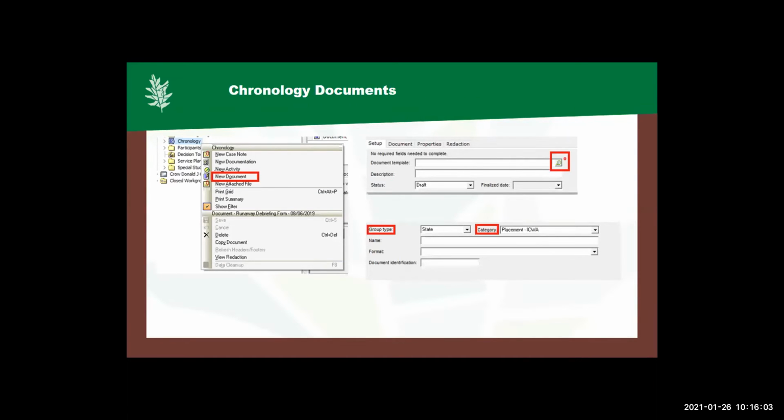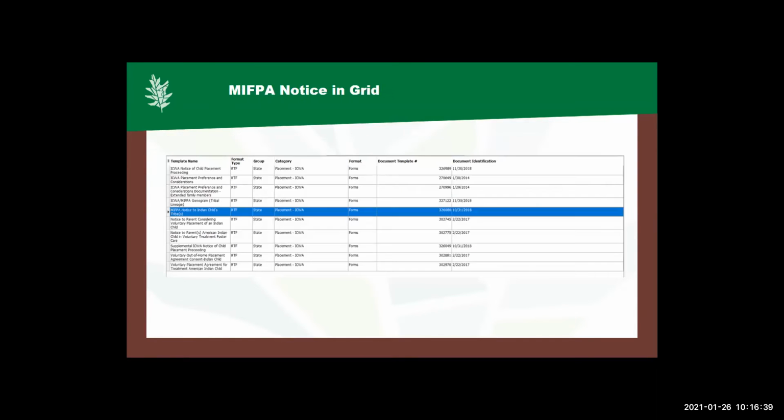The MIFPA notice is located in eDocs as well as SSIS. If you are an SSIS user and you have access to chronology documents, you would simply navigate to the chronology folder or the chronology node, I should say, and select new document. And then as always, you're going to select the search icon on the new document screen. And then once you get to the search parameter screen, you can group by state because it is a state document. And then under the category of placement ICWA. From the grid or the tree view, you're going to select the MIFPA notice to the Indian child's tribe.